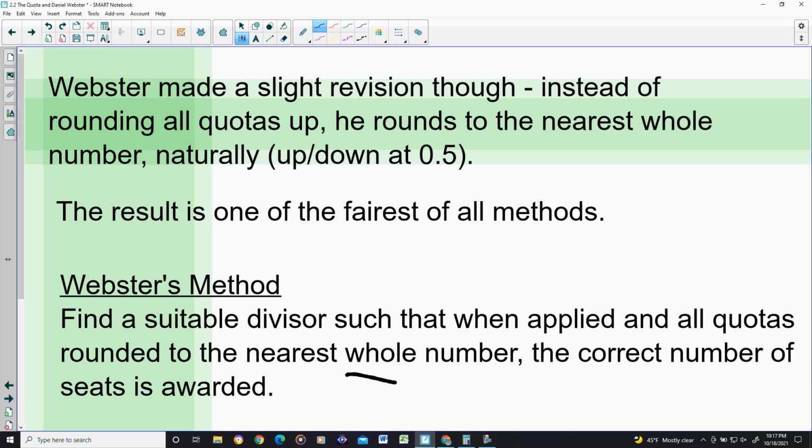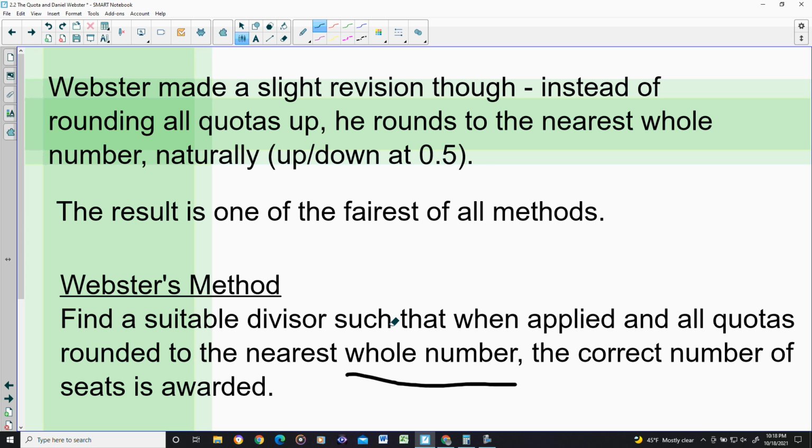So the key here: nearest whole number. What does that mean? Obviously, that means rounding up and down at 0.5. So unlike the other methods, when we calculate quotas, we're just going to round everything to a whole number. You might wonder, is that still going to favor large states because large states tend to round up, like Hamilton does? Yes.